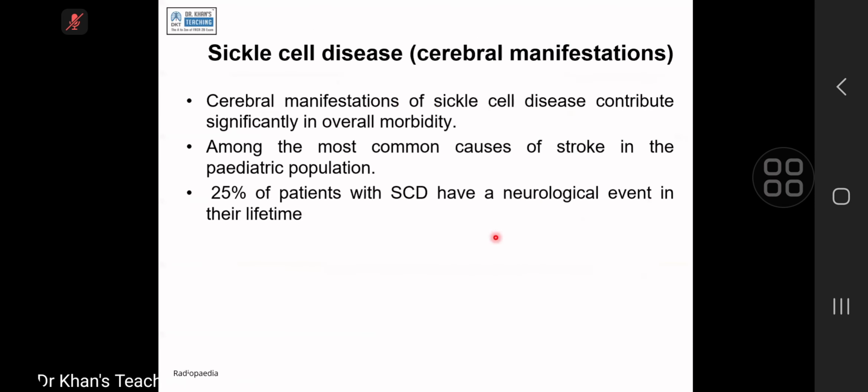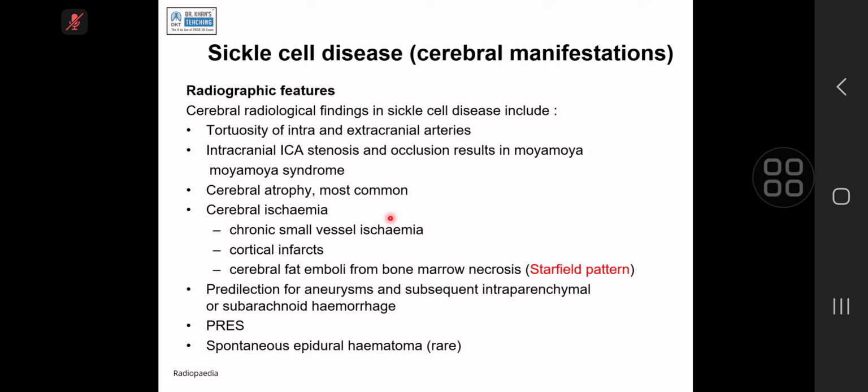So remember that. Now, look, just read this slide. Cerebral manifestations of sickle cell disease contribute significantly to overall morbidity, and are among the most common causes of stroke in the pediatric population. So please remember, if you find a patient of stroke, it can be sickle cell. 25% of patients will have a neurological event in their lifetime. So quite a bit of sickle cell.